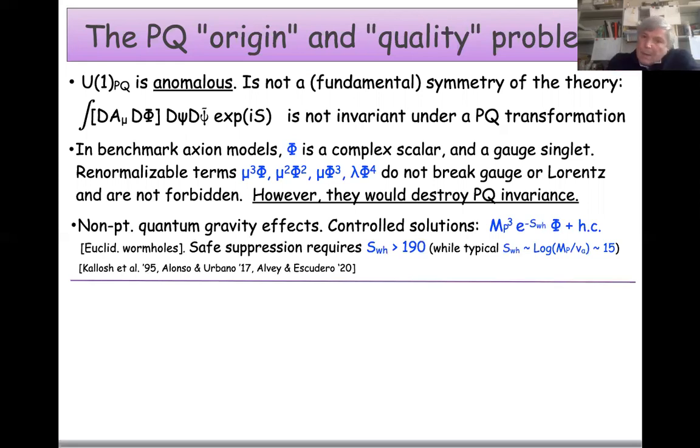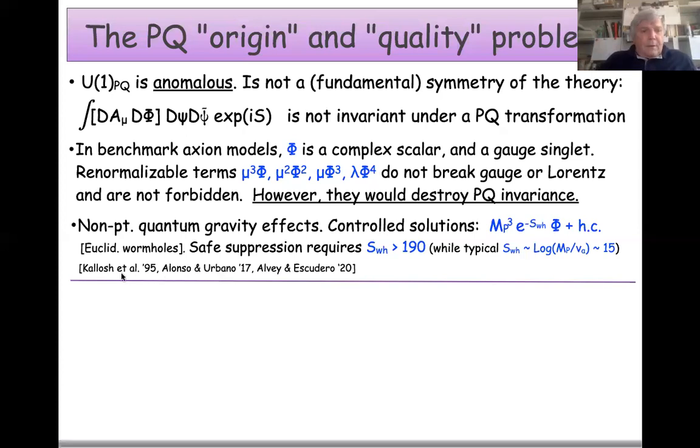There is more. Even if you decide that you don't write this term, which would be in any case an unusual choice, non-perturbative quantum gravity effects, there is consensus that they will still generate terms of this form. This is found when you can study controlled solutions. And this is the case of Euclidean wormholes. These are a semi-classical but non-perturbative configuration you can find in quantum gravity.